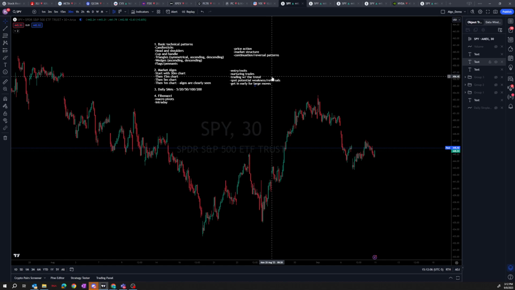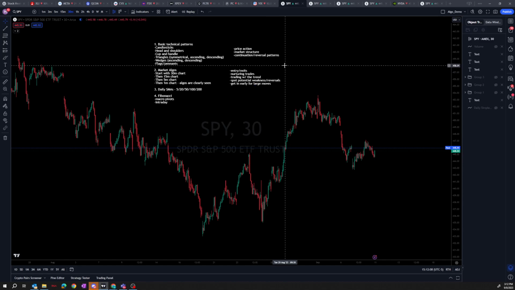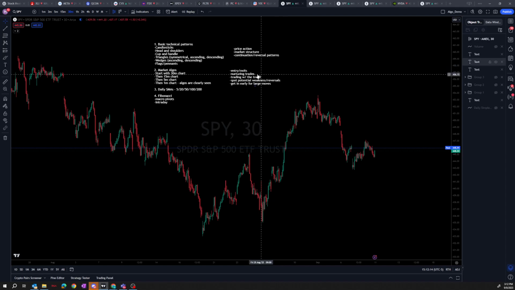It'll help you with trading with the trend. So a lot of the times, some of us are trying to snipe the bottom, snipe the top. I don't like doing that. I like trading with the trend, and using the market algos will help you do that.